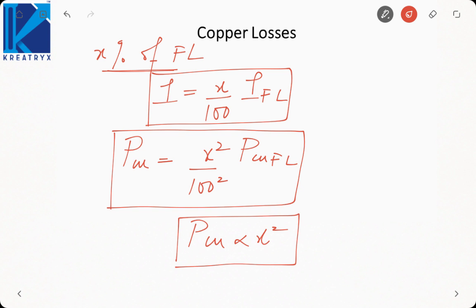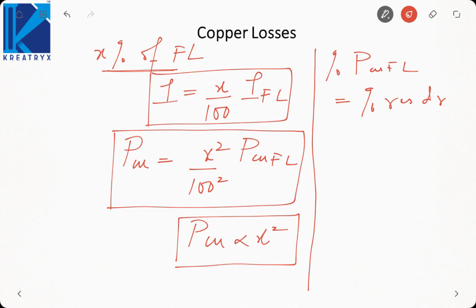Okay, loading just means what percentage of the full load current is flowing in the transformer. So copper loss will contain a factor of X square. Sometimes we will be studying per unit system in the case of power systems, but now if we consider in per unit system, sometimes full load copper loss will be given in terms of percentage. Percentage full load copper loss is equal to percentage resistance drop.